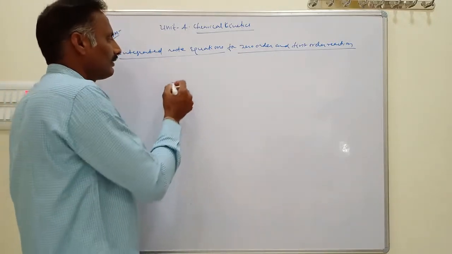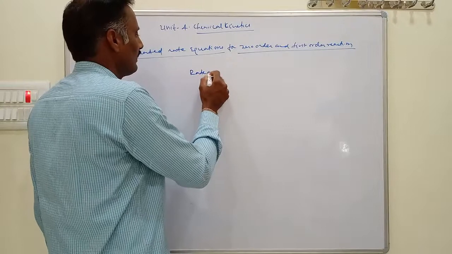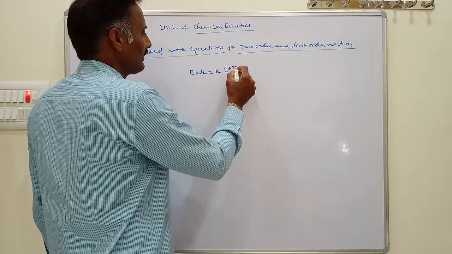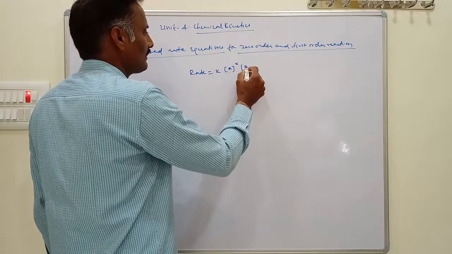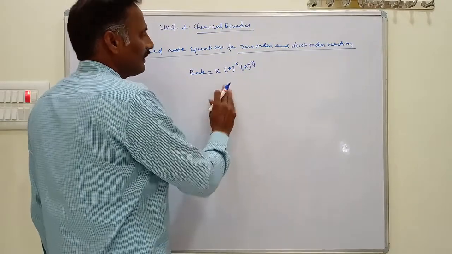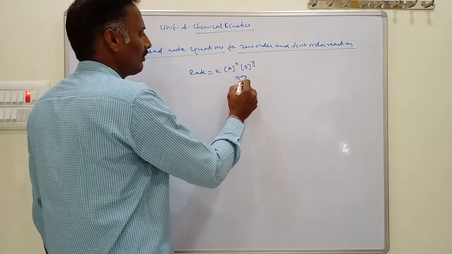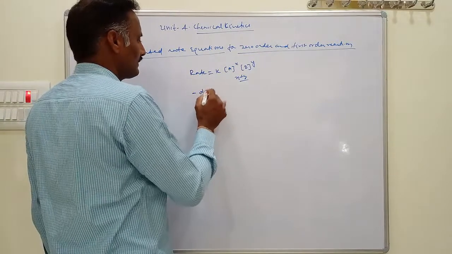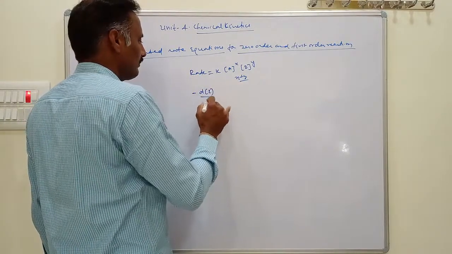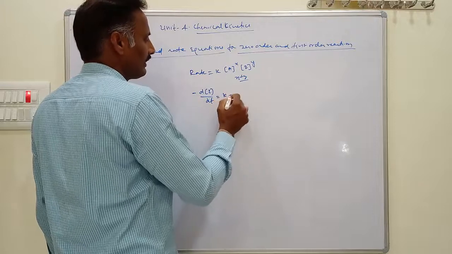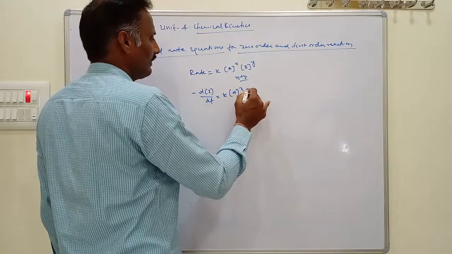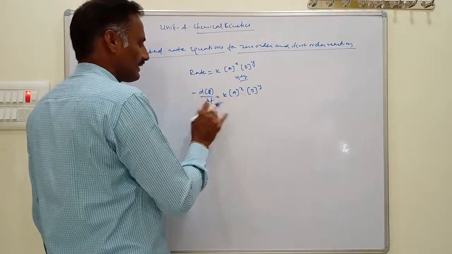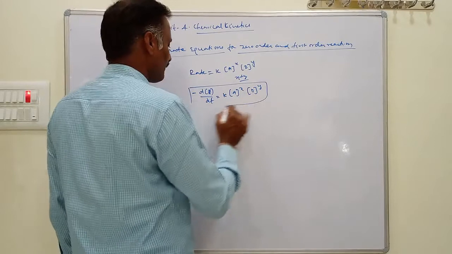We know that a differential rate equation is written as rate equal to K into the concentration of reactant A to the power X, and the concentration of B to the power Y, where X plus Y is the overall order of the reaction. And the rate is minus dR by dt, that is equal to K [A] to the power X [B] to the power Y. This type of equation is called a differential rate equation.